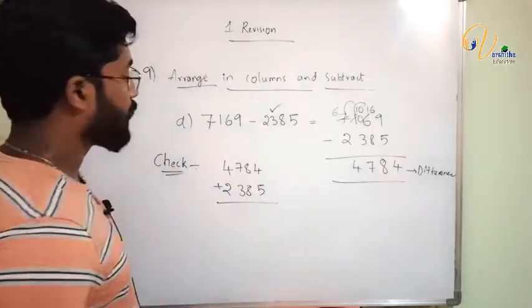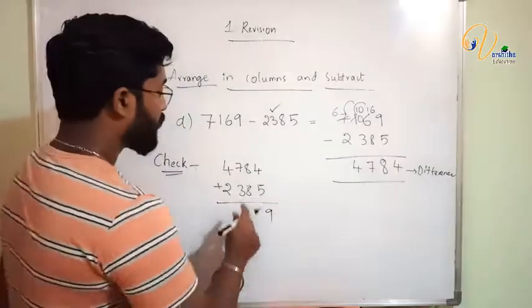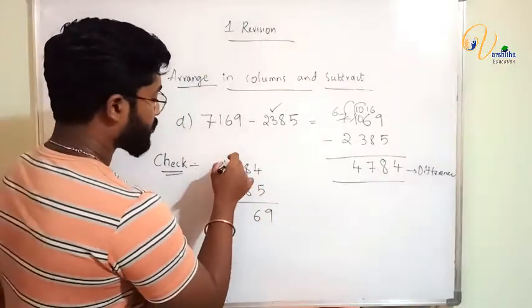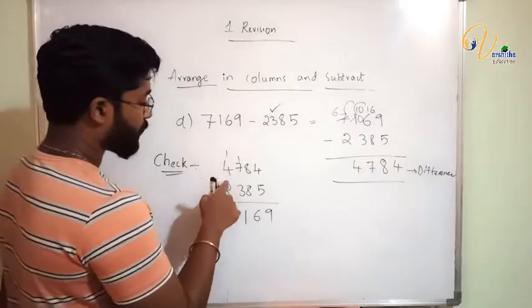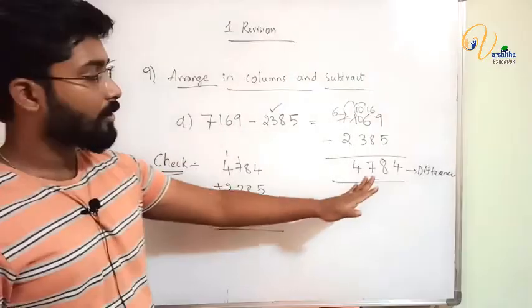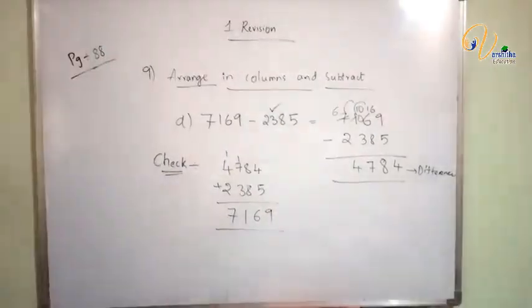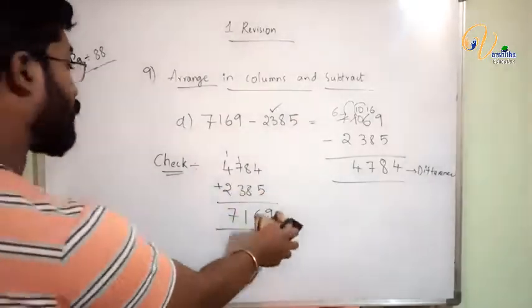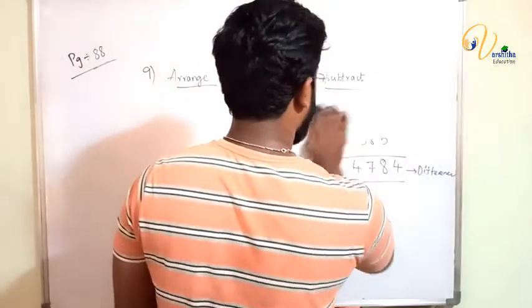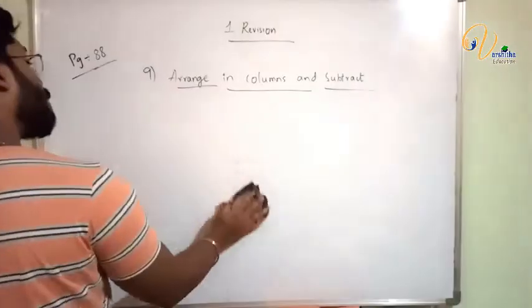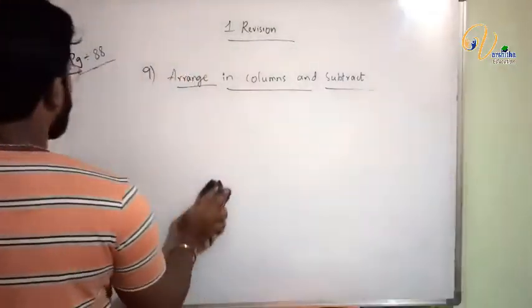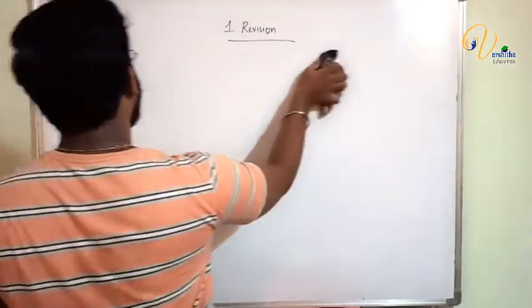Okay. 4 plus 5, how much? 9. 8 plus 8, how much? 16. 7 plus 3, 10, plus 1, 11. 4 plus 1, 5. 5 plus 2, 7. 7169. Did you get this? So this value is correct. This is for checking whether you got the correct difference or not. This is how you should follow. If you have any doubt, you can check. Or if you are very confident with your answer, you can just write the answer. No need to check. Okay.